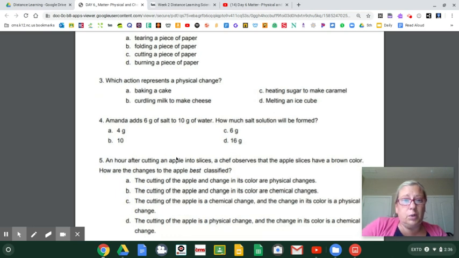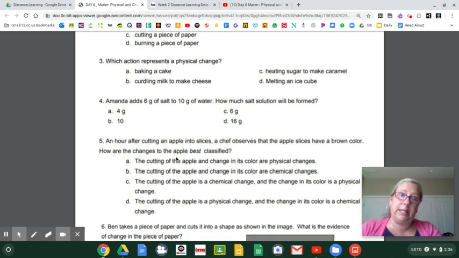All right, let's go to the next one. Ooh, this looks like math stays the same. So just add it up. Number 1: Amanda adds 6 grams of salt to 10 grams of water. How much salt solution?